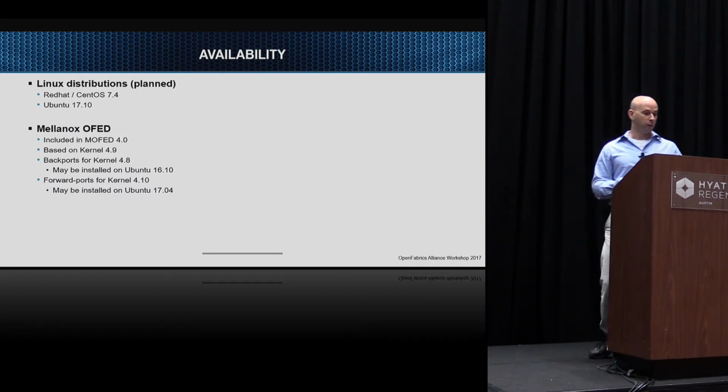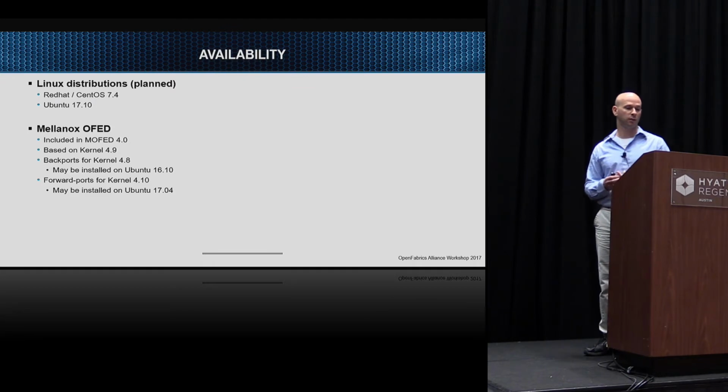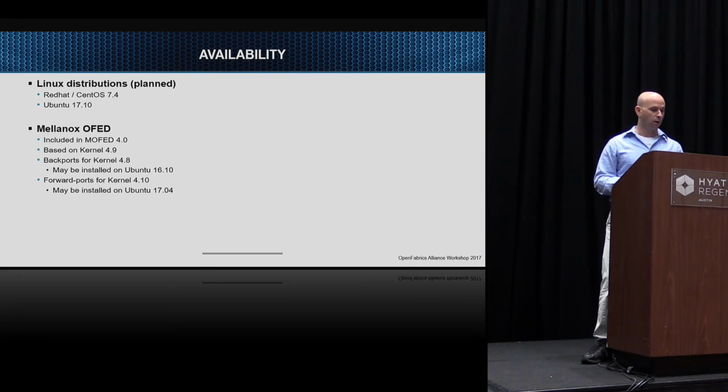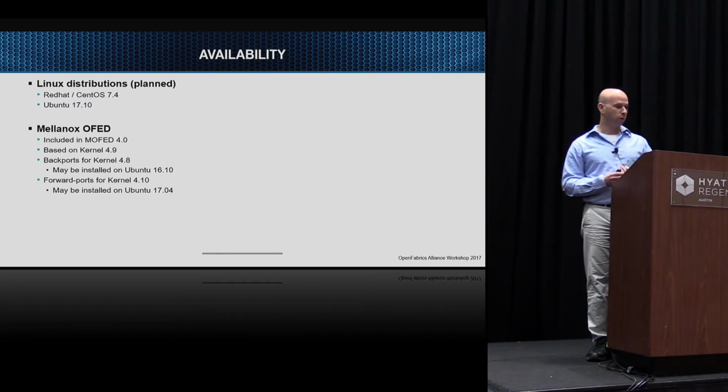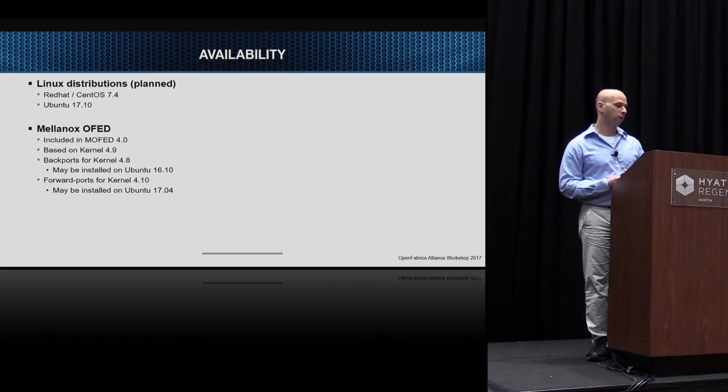So in terms of availability, it's upstream in the upstream kernel, and what's left is the distributions. I know it's planned to be included in Red Hat CentOS 7.4 and Ubuntu 17.10. In terms of Mellanox OFED, we have included support for RoCE starting from this recent release that's coming up, MOFED 4.0.